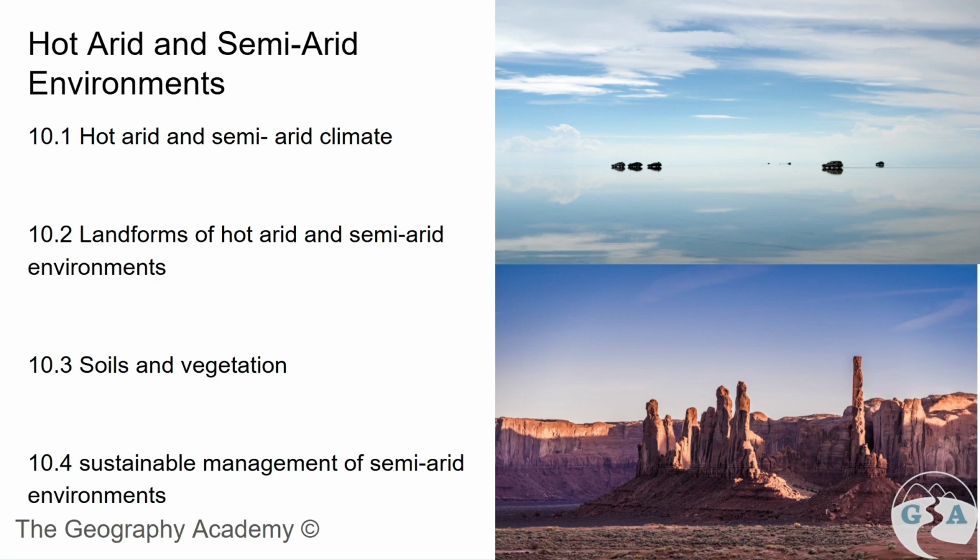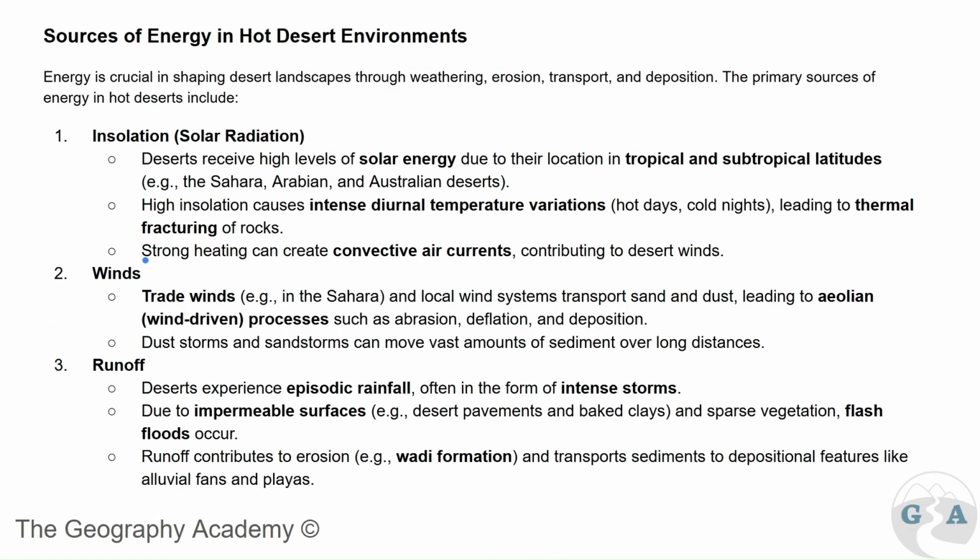For hot, arid, and semi-arid environments, this is section 2, landforms. For the landforms, we need to look into a couple of processes first and then go into the different types. The sources of energy in the desert still go through similar processes as other landforms: weathering, erosion, transportation, deposition being primary ones, and the combination of a few of these processes can cause mass movement. Insolation, the high solar energy, definitely has a significant impact.